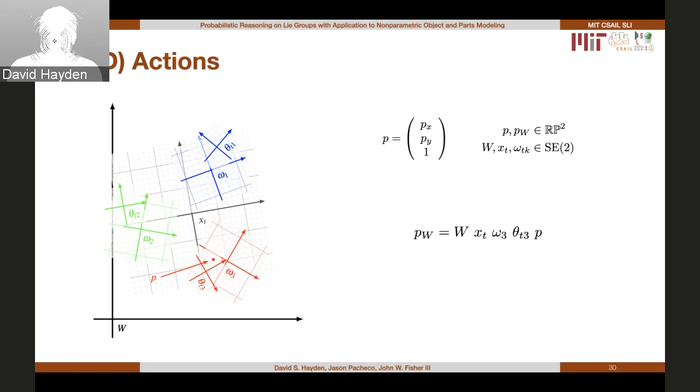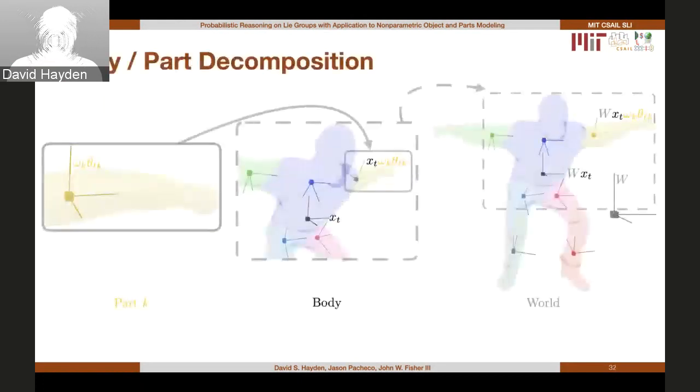And so why this matters for us is that we're going to be observing a bunch of points on an object in world coordinates and wanting to do inference on those points in the relative part coordinate frames. So does this point belong to the left arm or the right arm or the left leg, for instance? So what does that look like?